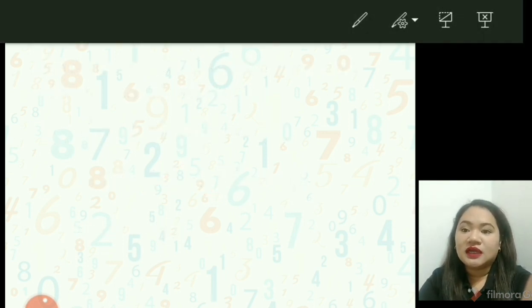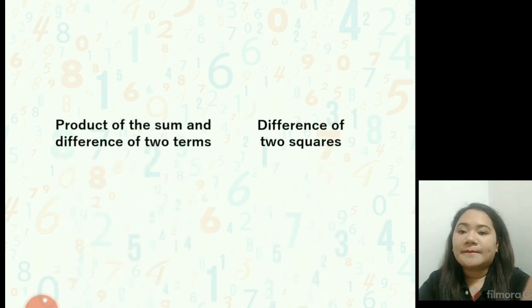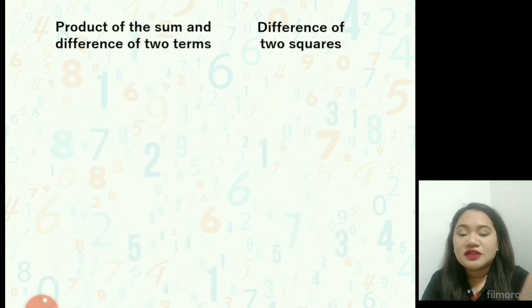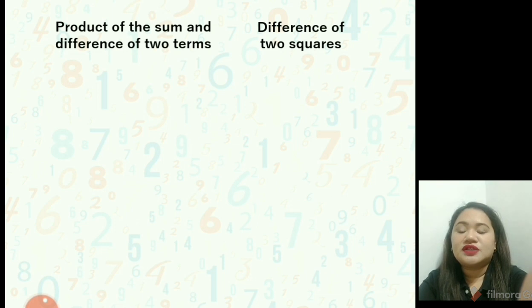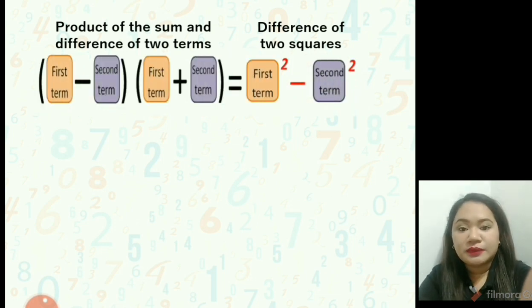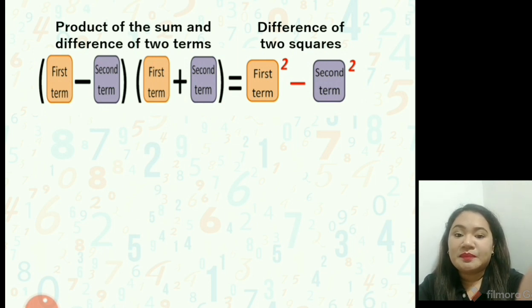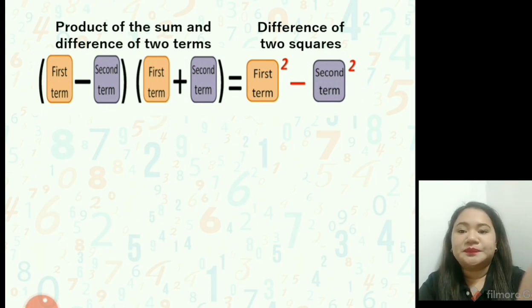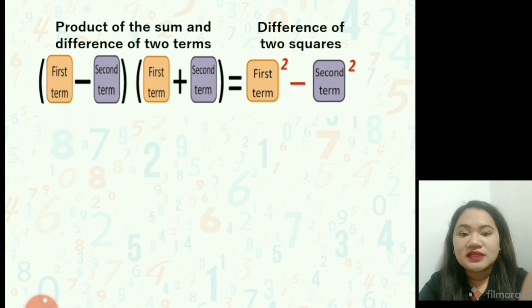Well, actually, this is a special product. The product of the sum and difference of two terms is equal to the difference of two squares. Here's the formula. So, to get the product, we simply square the first term minus square the second term. Let's try to answer the next example using this formula.